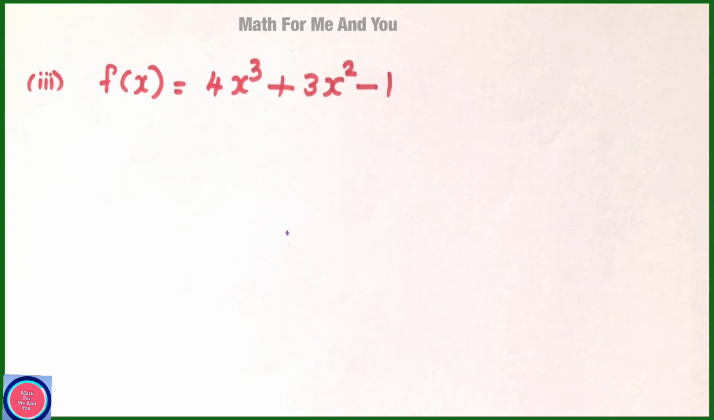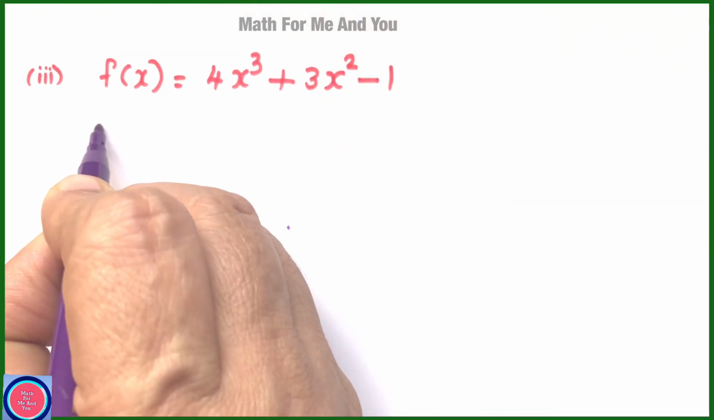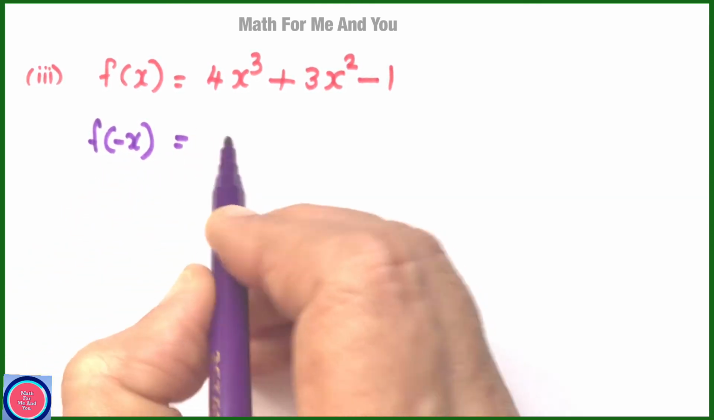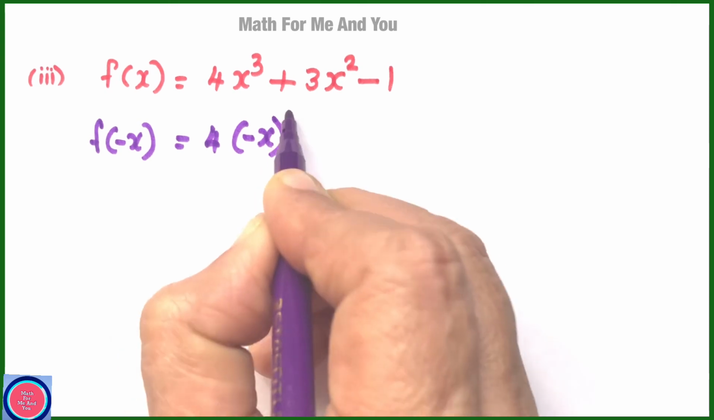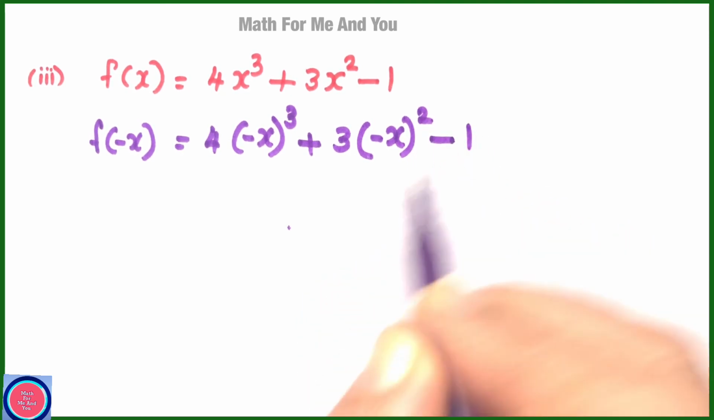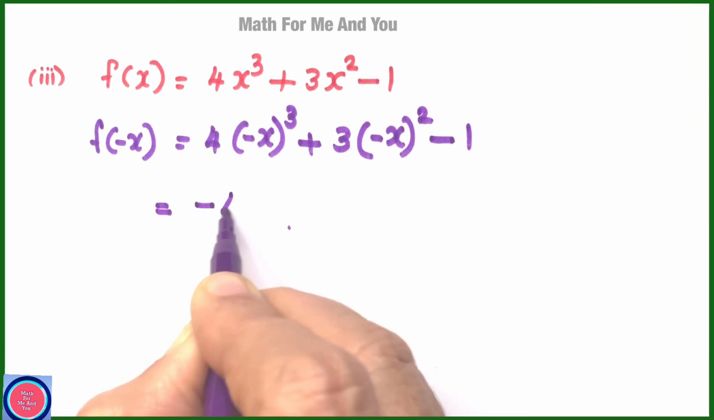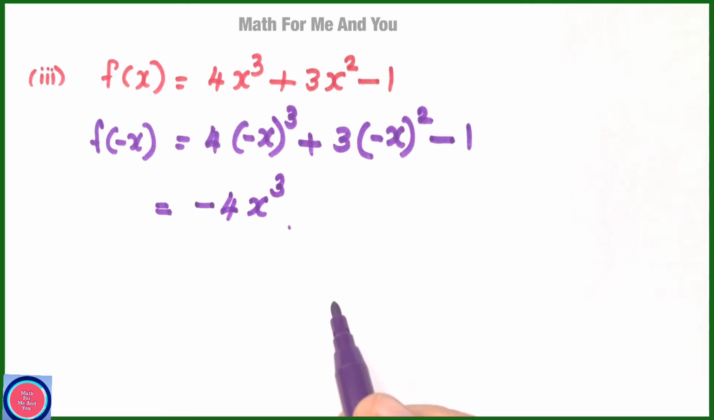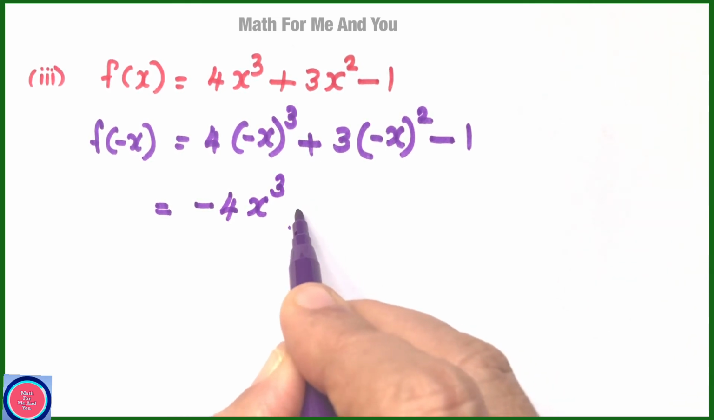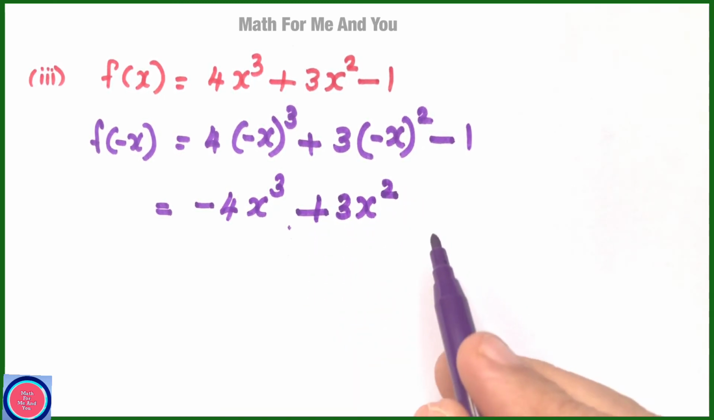Next function is f of x equals 4x to the power 3 plus 3x square minus 1. We need to replace x with minus x to check whether the given function is even, odd, or neither. On the left side, it becomes f of minus x. The right side is 4 times bracket minus x to the power 3, plus 3 times bracket minus x to the power 2, minus 1. Since the power is odd, we get negative with x. Then 4 times minus x to the power 3 is minus 4x to the power 3, plus 3 times negative x to the power 2, positive x square, so we get 3x to the power 2, then minus 1.